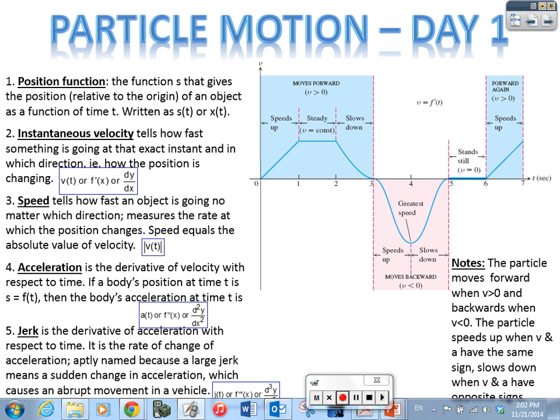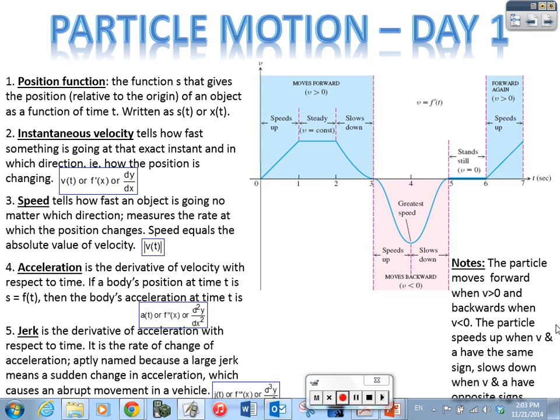All right, so let's talk about the behavior. Let's look at this graph and talk about basically the particle is moving forward when the velocity is positive, and it's moving backwards when the velocity is negative. We've kind of talked about that before. I think we've talked about increase, decrease with regular functions. With particle motion, it's moving right or moving left, forward or backward.